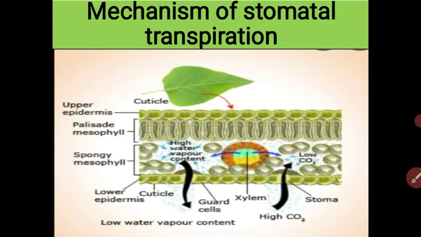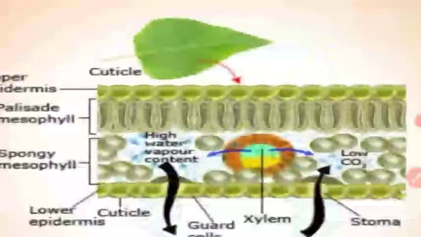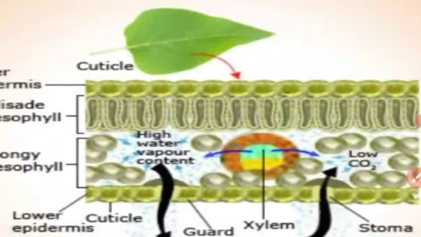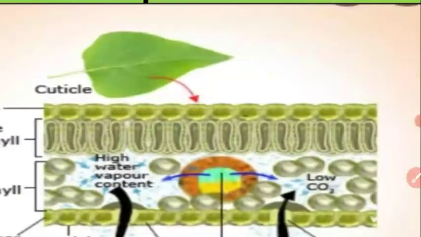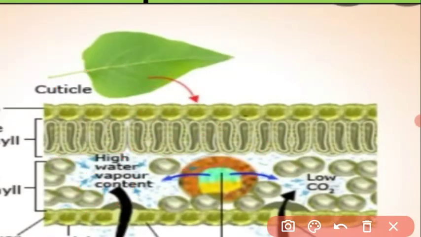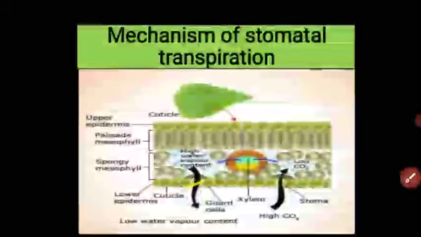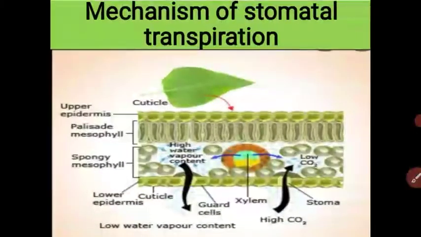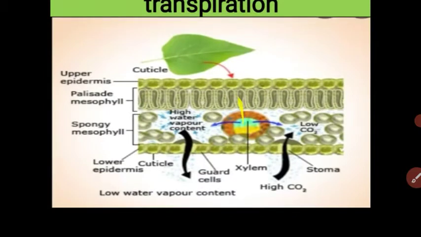This is the cross section of the leaf. This is a leaf, and the leaf is cut, and this is the small portion. It is a very microscopic view of the leaf. Students, first of all I will explain the parts of the leaf.